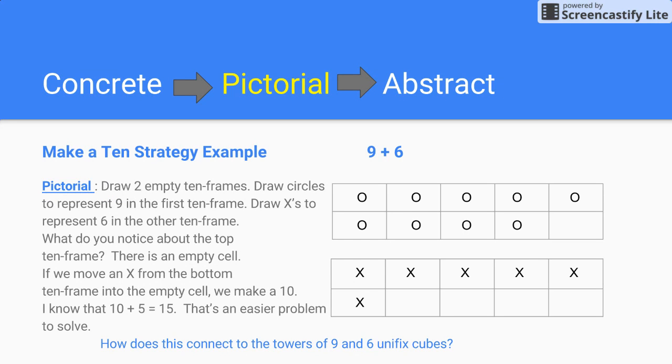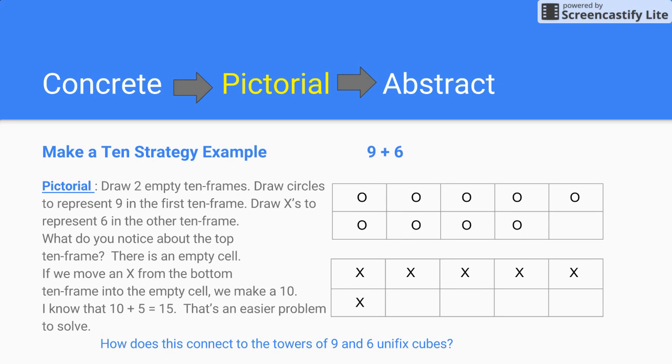But now let's see if we can connect the concrete manipulative to a picture model. We call that pictorial. Same problem, 9 plus 6. I have 2 empty 10 frames for the students to work on, so they might draw circles to represent 9 in the first 10 frame and X's to represent the 6 in the bottom 10 frame. And I might ask a question again before I let them just start counting from 1. Look at that top 10 frame. What do I notice about it?